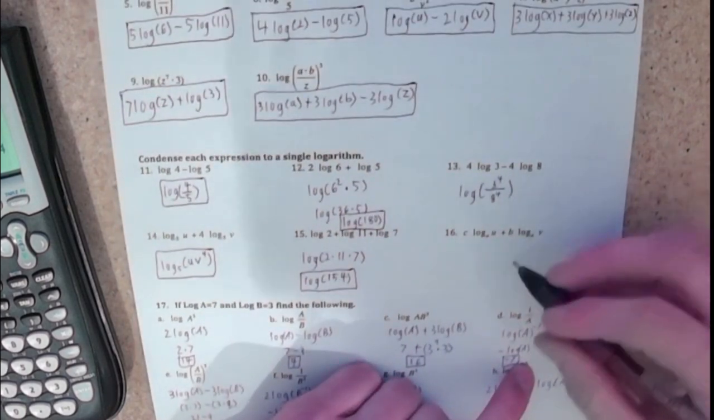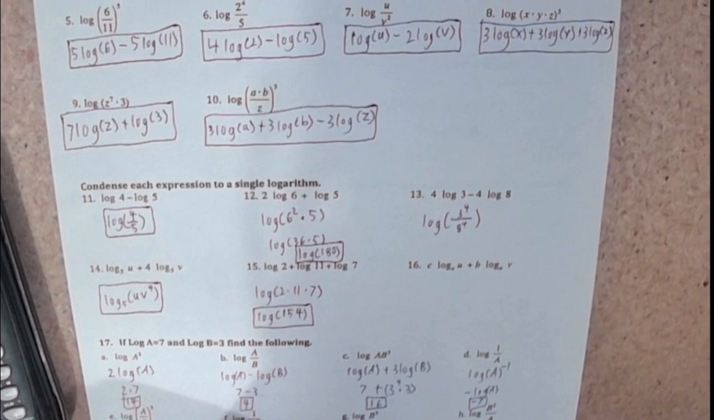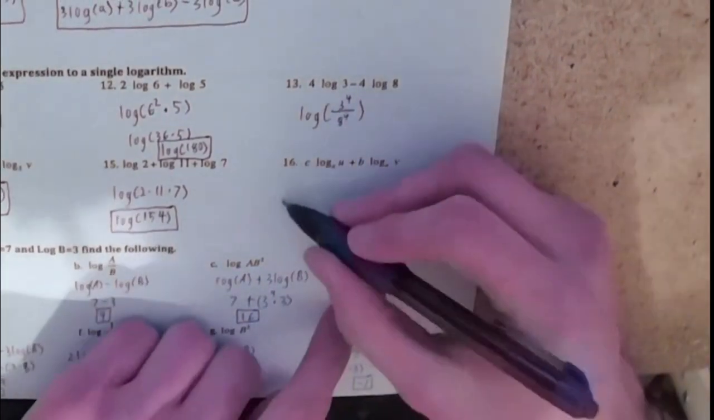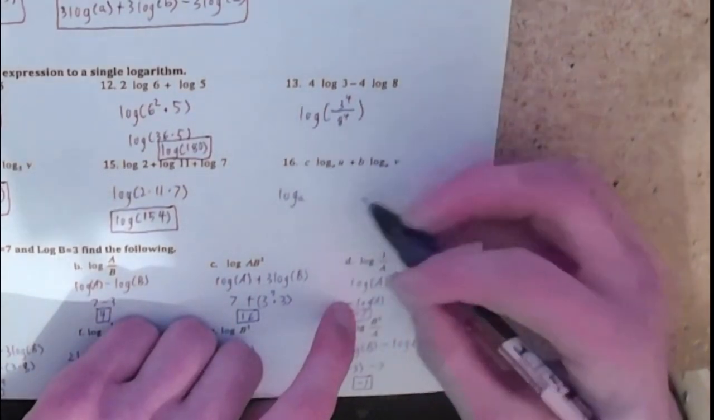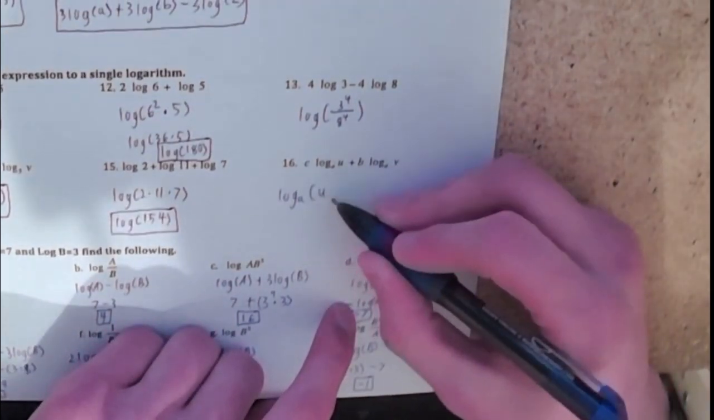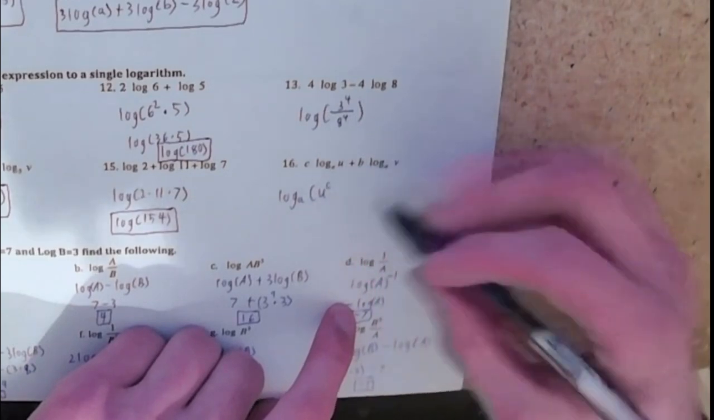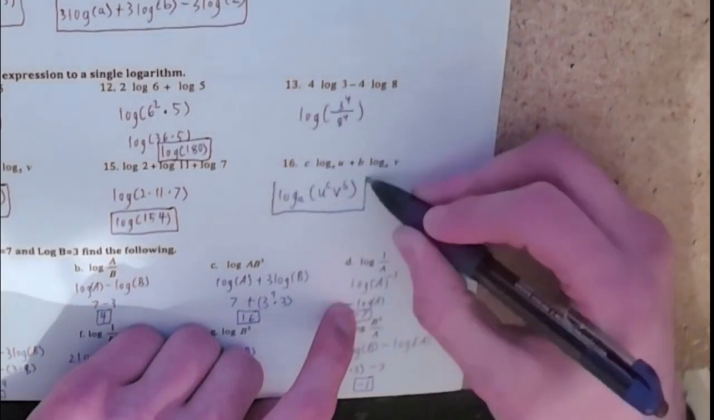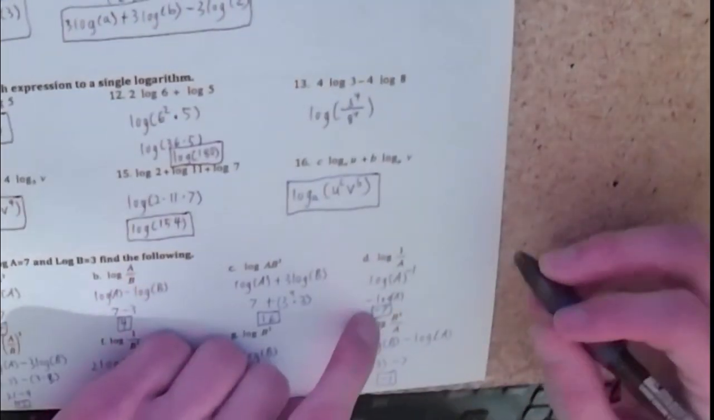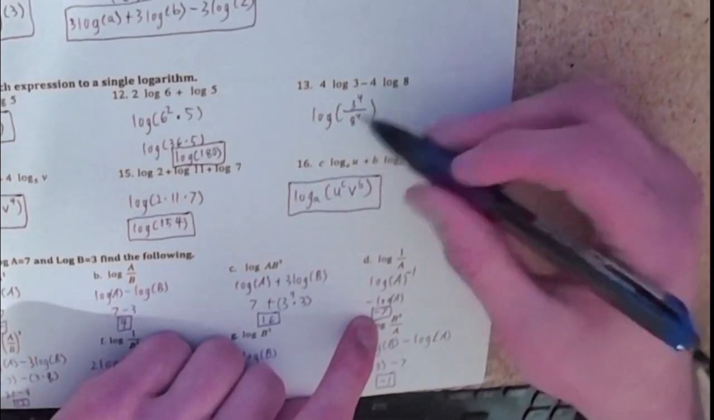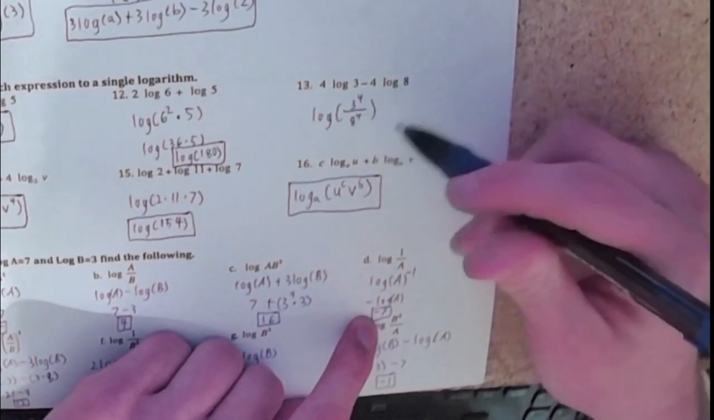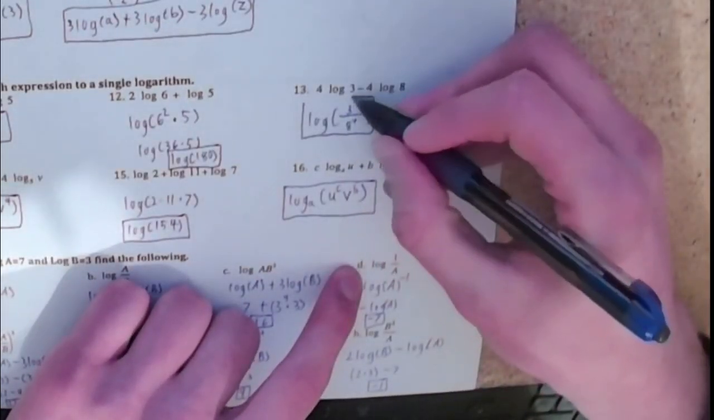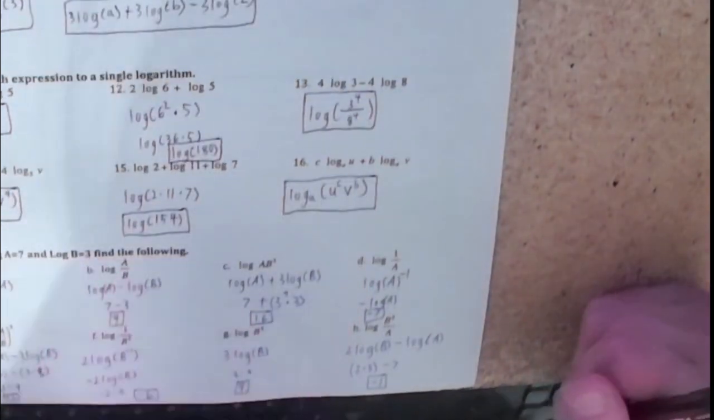So this is all variables, but it's going to be log base a of u to the c times v to the b. That's our final answer. And I don't think anybody can really do that in their head unless you're like a master mathematician. But if you're watching me, you're probably not. So that's our final answer.